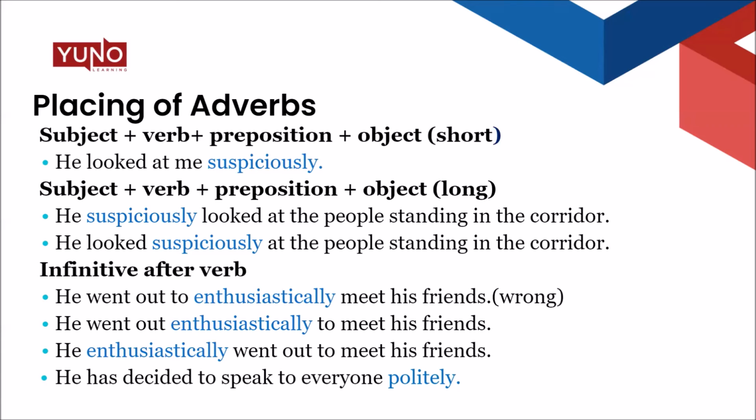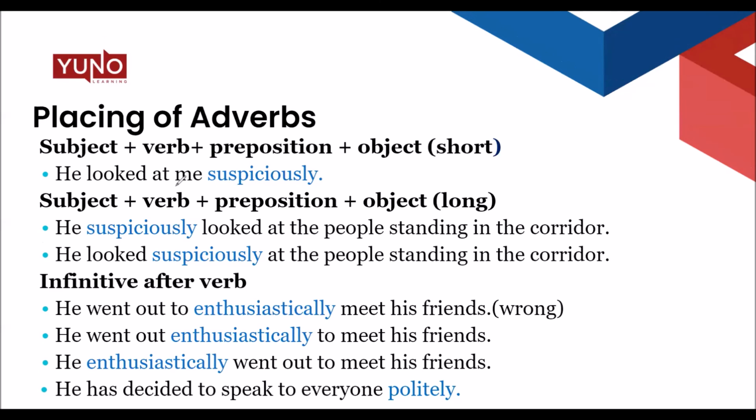Sometimes we have a preposition soon after the verb. So how do we place the manner adverb then? Let's look at it. Subject plus verb plus preposition. So he looked at. At is the preposition, and then you have the object of the preposition. So he looked at me. How did he look? Suspiciously. So we place it soon after the object. Why? Because the object is short. You have to just remember the object is short or long. So here the object is short, so we place this manner adverb soon after it. Remember, we are looking at the combination subject plus verb plus preposition.